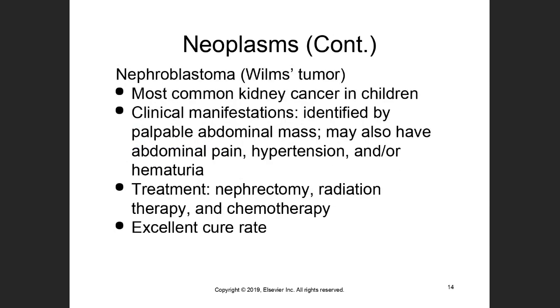Nephroblastoma, another name is Wilms tumor, is the most common kidney cancer in children. Clinical manifestation identified by palpable abdominal mass, abdominal pain, hypertension, and hematuria, especially painless hematuria. Treatment: nephrectomy, radiation therapy, and chemotherapy. Excellent cure rates. The best way to describe that is that the outcome is good.